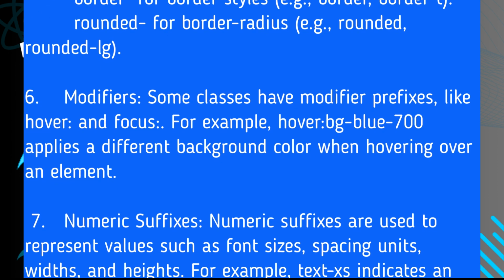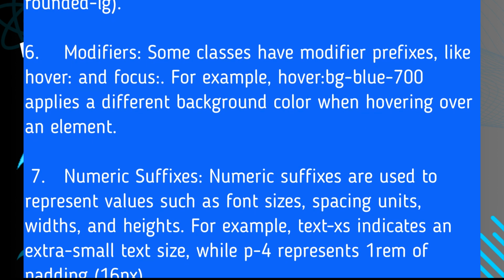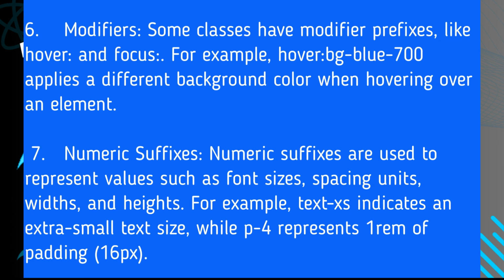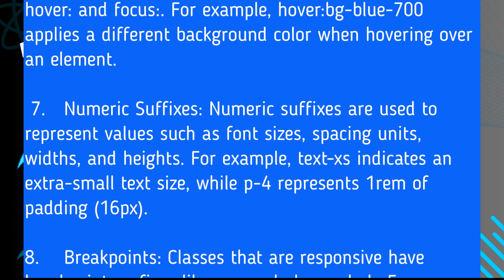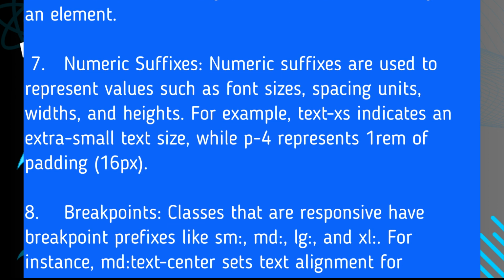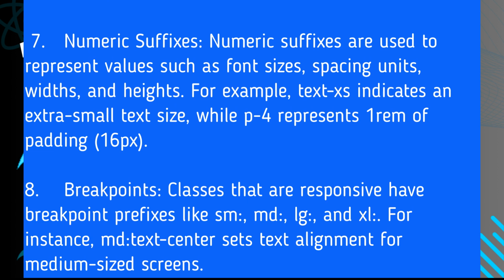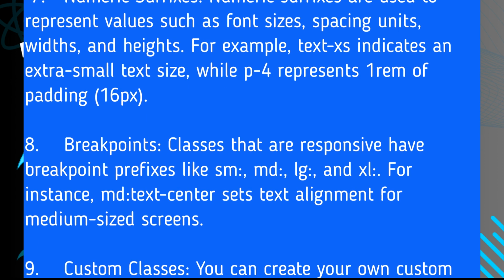6. Modifiers. Some classes have modifier prefixes, like hover and focus. For example, hover:bg-blue-700 applies a different background color when hovering over an element. 7. Numeric suffixes. Numeric suffixes are used to represent values such as font sizes, spacing units, widths, and heights. For example, text-xs indicates an extra small text size, while p-4 represents 1 rem of padding, 16px.